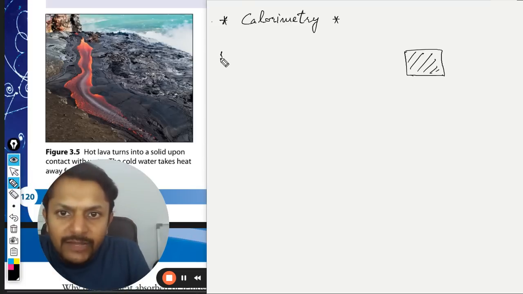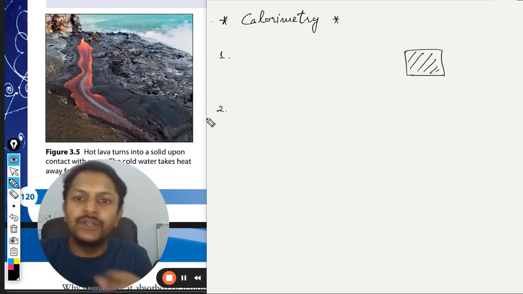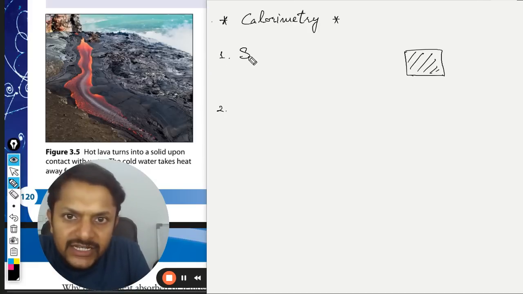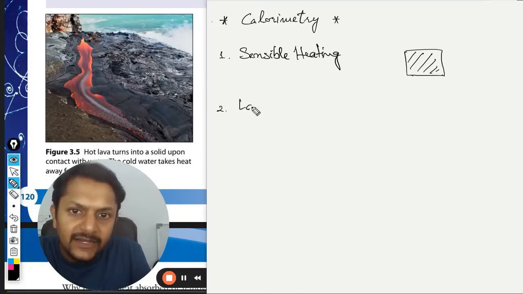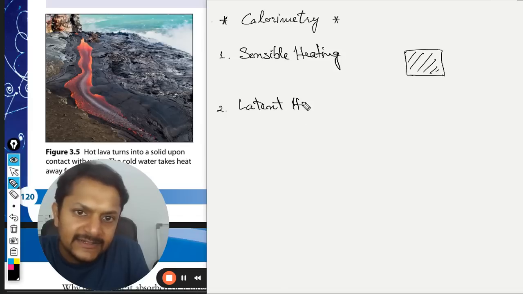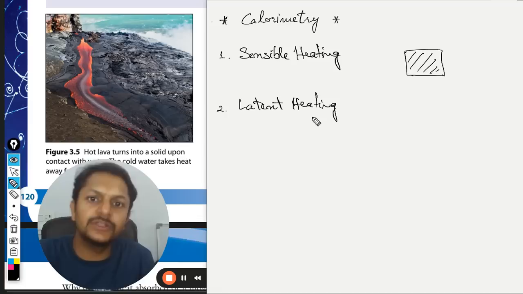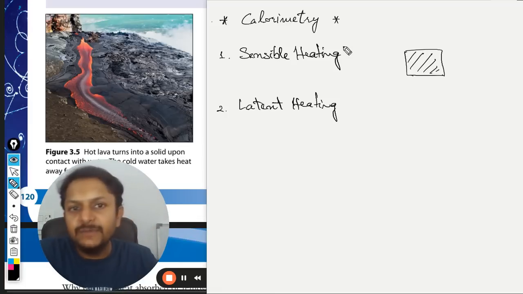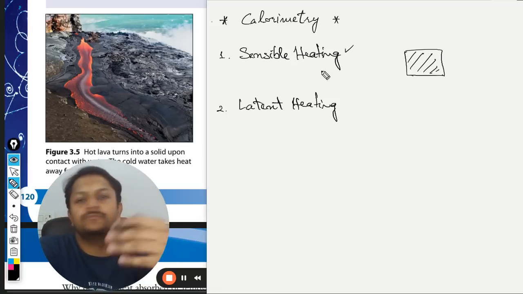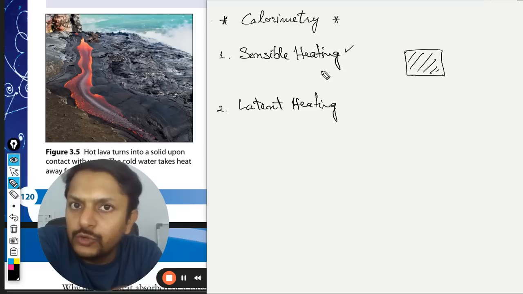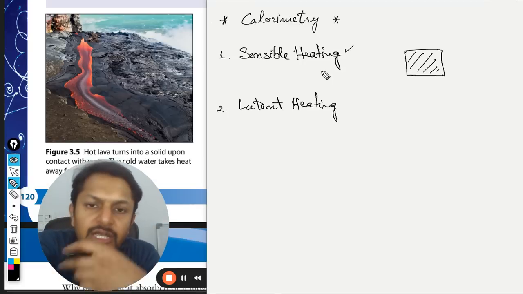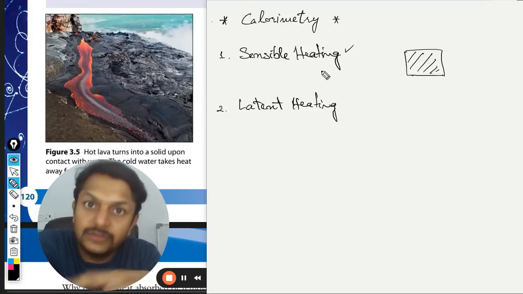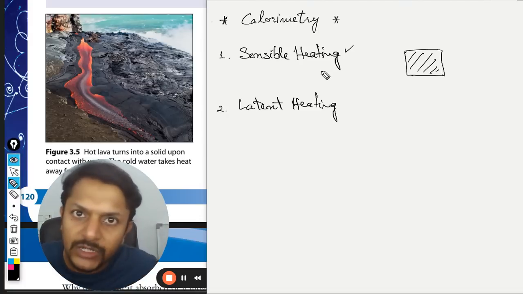So these two types of heat are named differently. The first heat is called sensible heating, and the second one is known as latent heating, or the latent heat. Your books are not using these terminologies, sensible heating, calorimetry. That is not written in your books. They are not using the terms, but this is what they are.